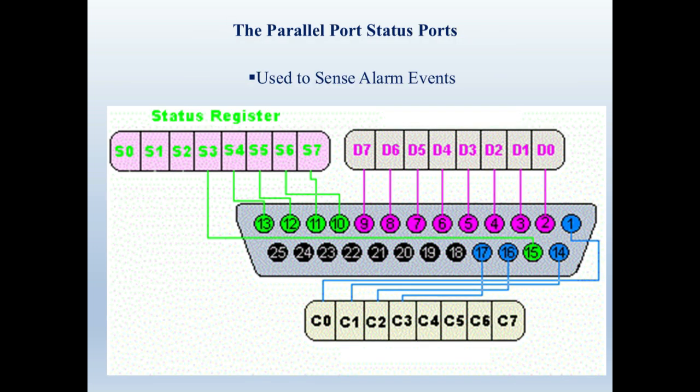This picture shows the pin assignment of the parallel port for the status ports. Pins 10, 11, 12, 13 and 15 are connected to alarm generating devices with normal dry contact switches, normally open N/O or normally closed N/C depending on the type of alarm. The other side of the switch is taken from pins 18 to 25.